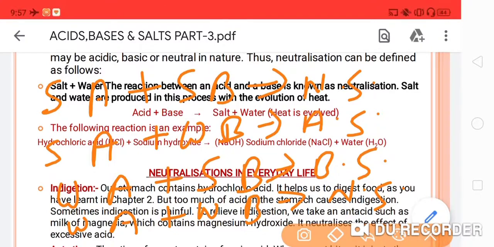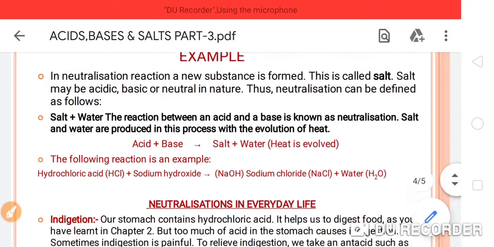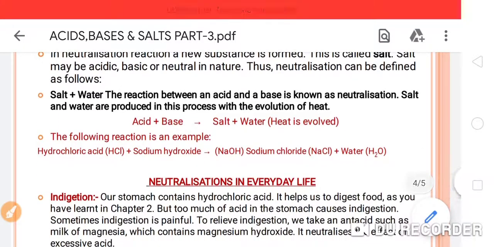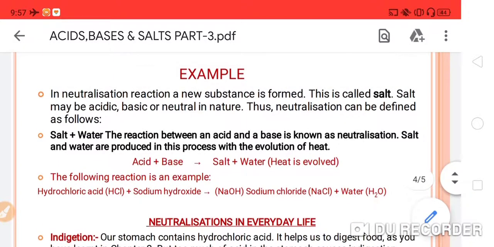Okay, students, so here we have understood in which condition the salt will be acidic, the salt will be basic, and the salt will be neutral. So let's see this example which I am going to discuss with you.